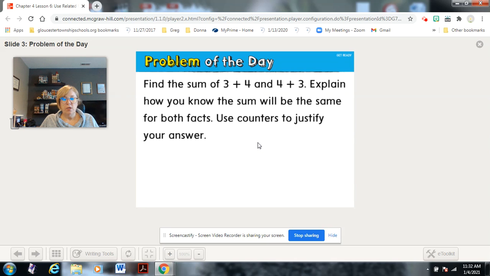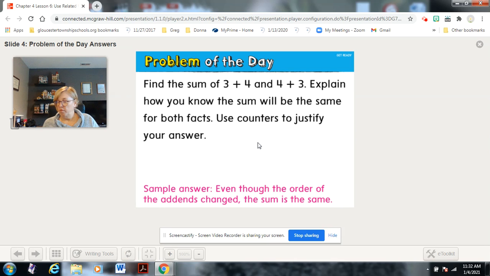Okay, so for your answer, 3 plus 4, what did you get? If you said 7, very good. Now, 4 plus 3, 7. That's right. So here it says, even though the addends, remember numbers we put together are called addends, are the same, it does not matter in which order you add them.